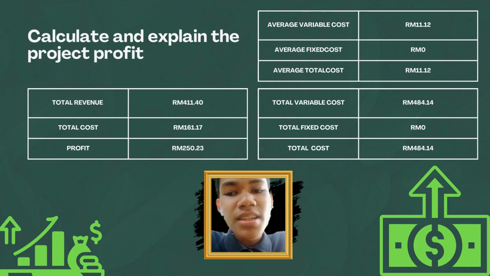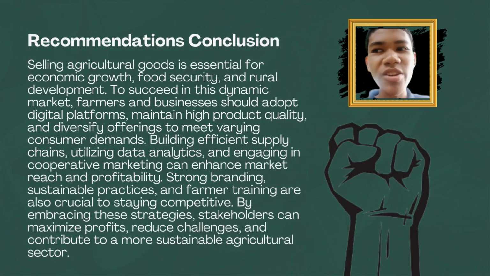Average variable cost is RM 11.12. The average fixed cost is RM 0. The average total cost is RM 11.12. And next is TVC. Total variable cost is RM 484.40. The total fixed cost is RM 0 and the total cost is RM 484.40.